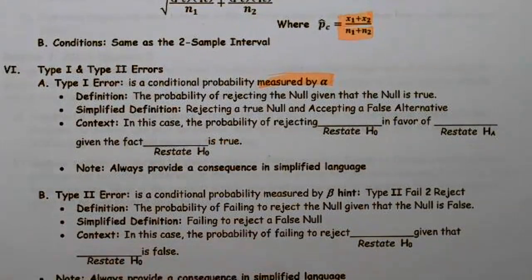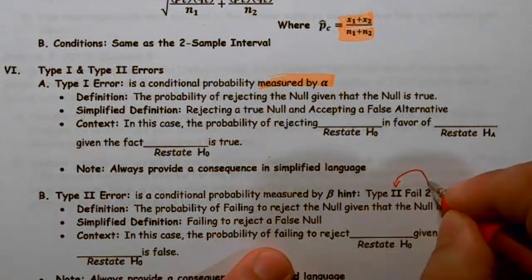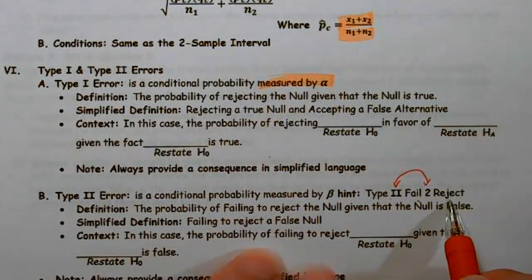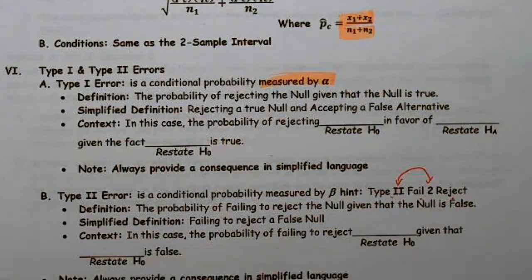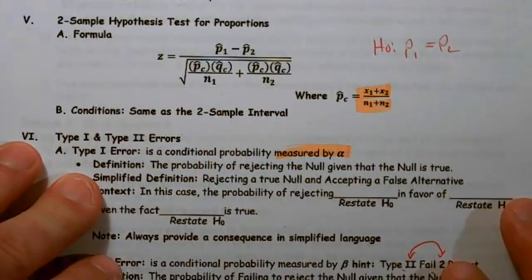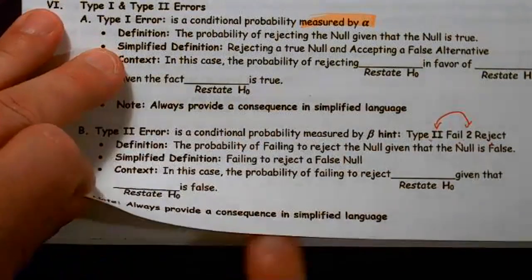It's measured by beta. And a type 2, and I don't know why, but for some reason this is an issue for some people. Type 2 is fail to reject. So type 2, fail to, maybe that'll help people remember. The probability of failing to reject a null given the null is false, or failing to reject a false null. Make sure you always include it in context, and make sure you always provide a consequence in simplified language. It's really important that you provide that consequence in simplified language.